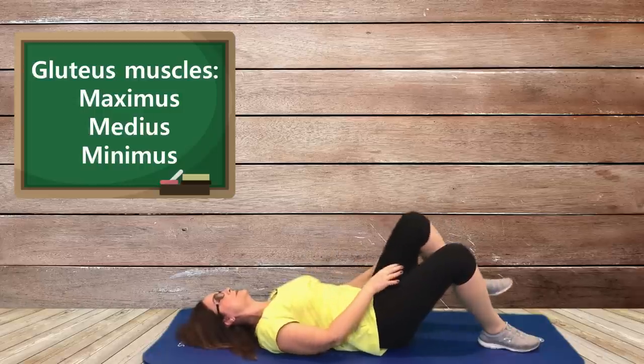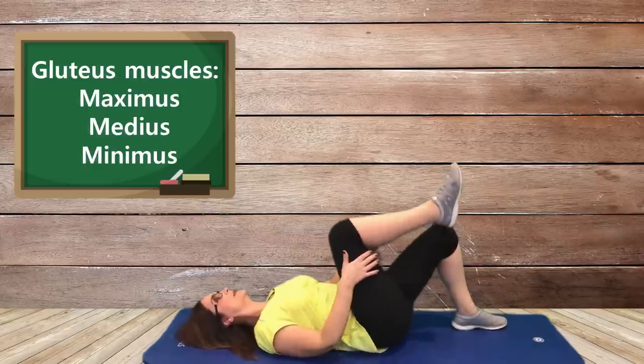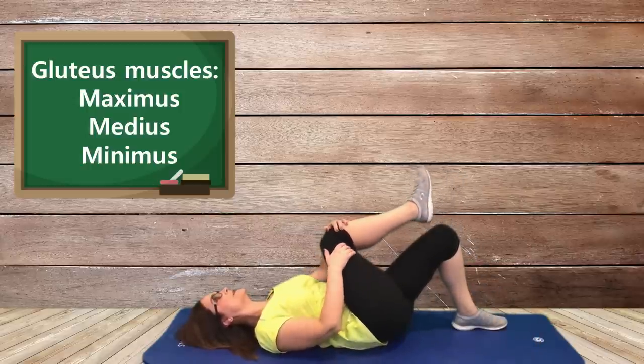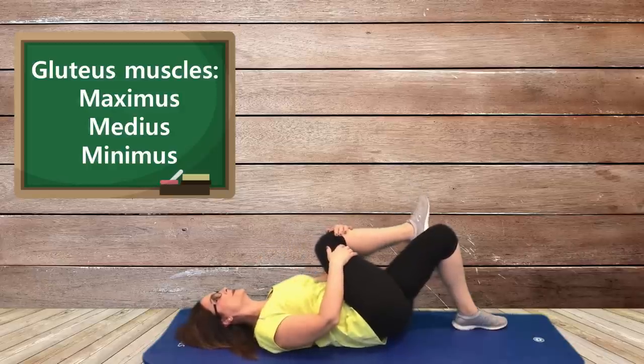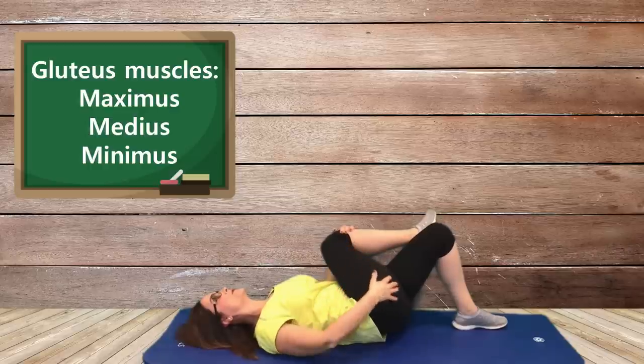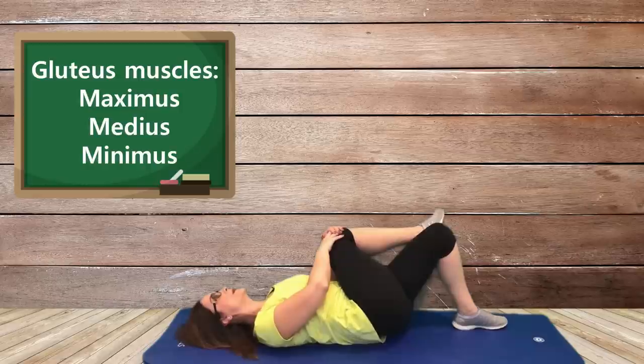Go back slowly. And then the second one, you're going to bring this knee to the opposite side, like pointing to the opposite shoulder. So when you do this, try to bend forward. So you're going to feel the stretch here. And go.